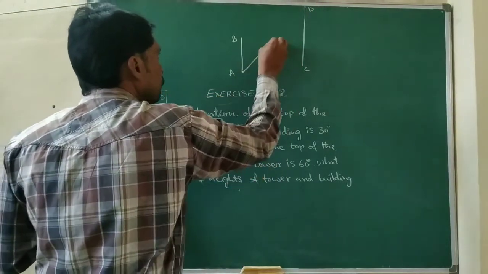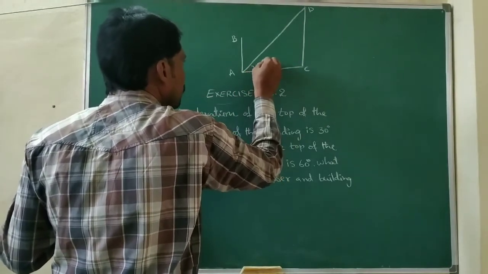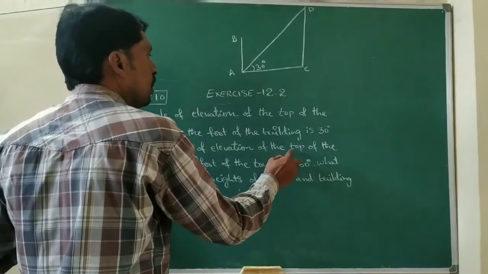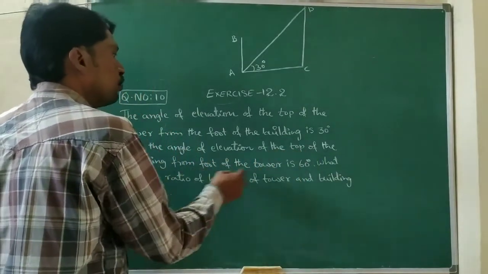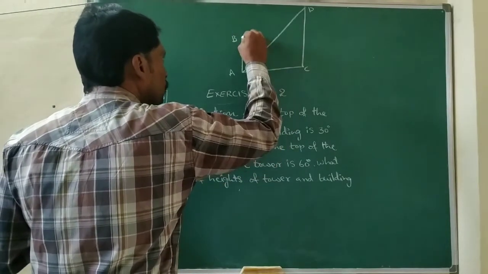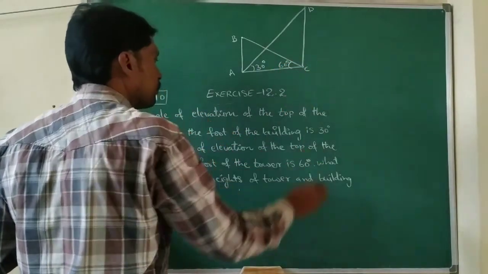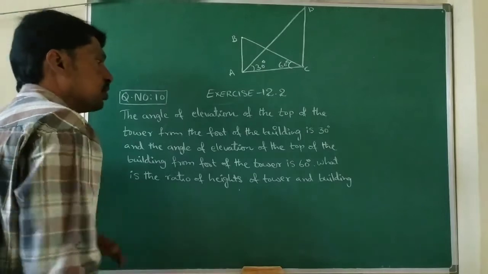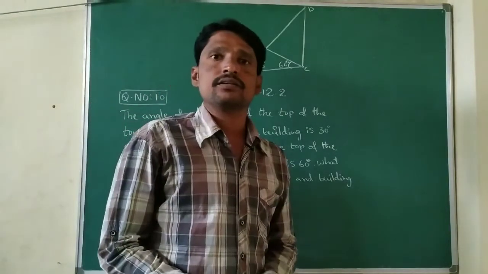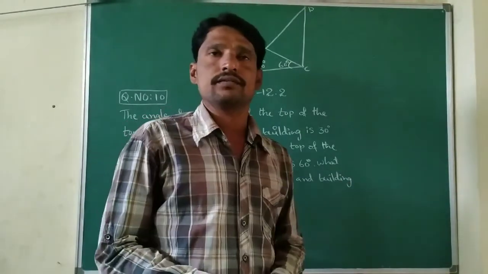It is making a 30 degrees angle. And the angle of elevation of the top of the building from the foot of the tower. This is the top of the building. This is the foot of the tower. That is making 60 degrees. So what is the ratio of heights of tower and building, we need to find.